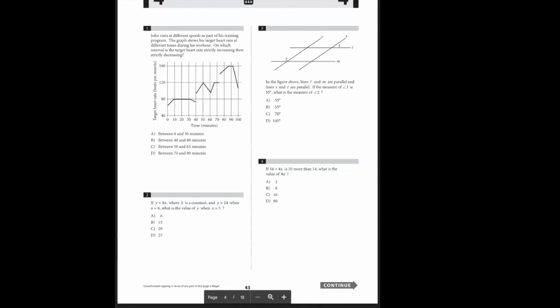So it says, in the figure above, lines L and M are parallel, and lines S and T are also parallel. So if the measure of angle 1 is 35, what is the measure of angle 2? Now, this kind of goes back to the intersecting lines thing we did in the problem before, where if you have 2 lines intersecting, these 2 will be equal, and then these 2 will be equal. That same philosophy. So we're just gonna do that a whole bunch of times, and that's how you'll get angle 2.